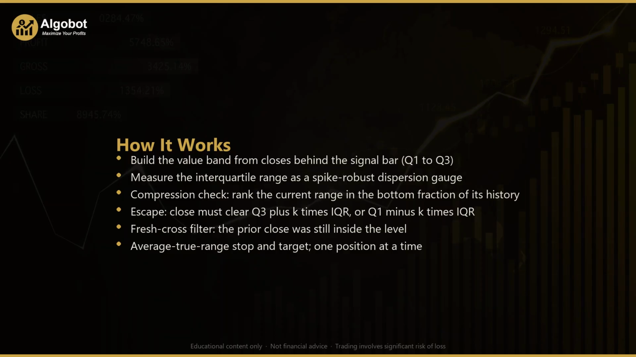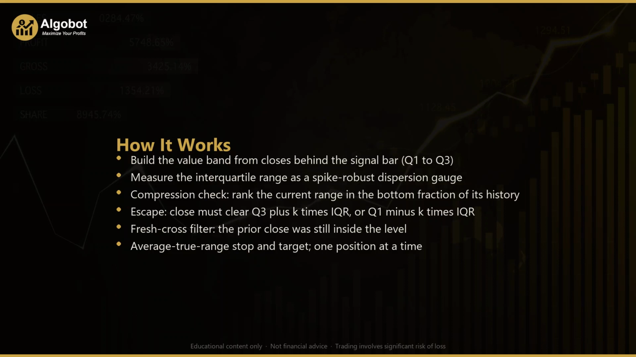The expert advisor works on completed bars, so it evaluates its logic once when a new bar opens, judging the candle that just finished. First, it builds the value band. It takes the closes sitting behind the signal bar, by default 40 of them, set by the QuartileLookback parameter, sorts them, and computes Q1 and Q3, the 25th and 75th percentiles. The interquartile range is simply Q3 minus Q1.